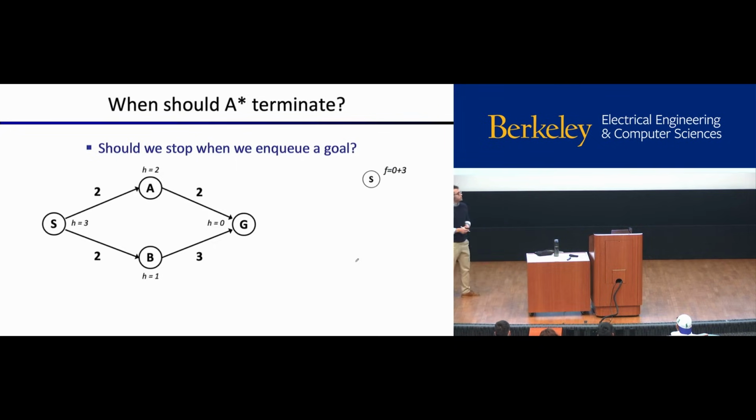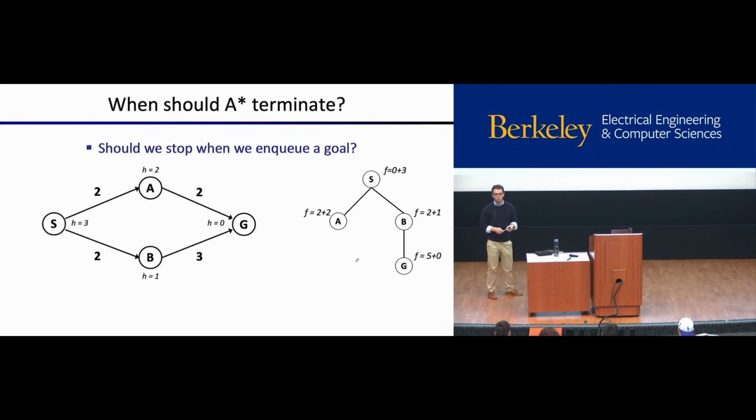We start with S, right? S is over here. That's our starting state. We always do this. We look at its successors, A and B. A has 2 plus 2 for being at A. There's a heuristic of 2 plus this 2. B has 2 plus 1. So which one are we going to expand first with A star? B. So we expand B, we get the goal. We've added the goal to our frontier, right? What our frontier looks like is this. This is our frontier. Are we done?